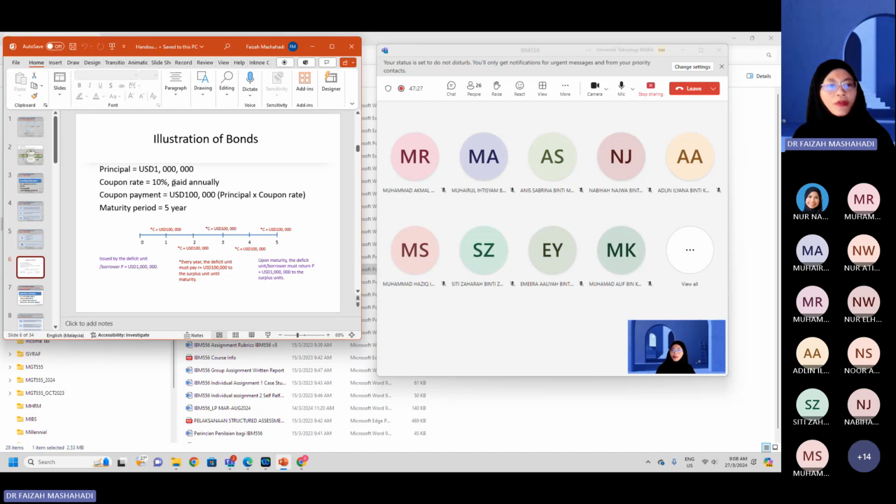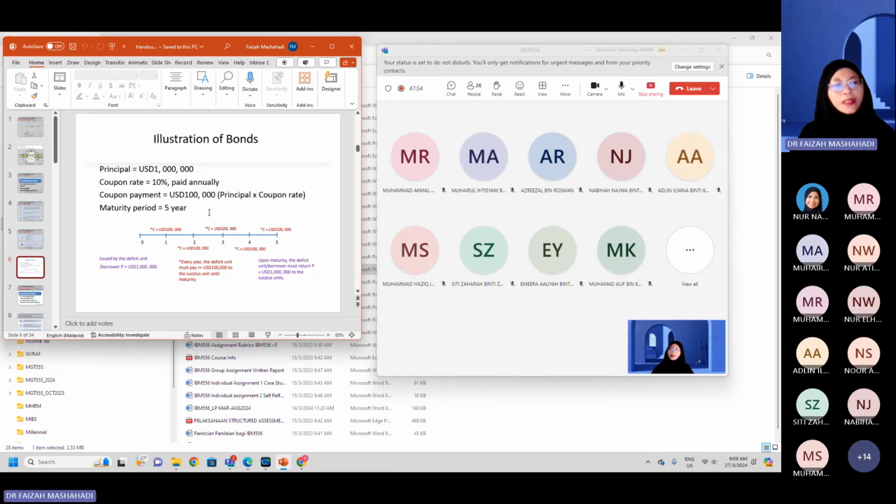We have the principal of 1 million US dollar. Coupon rate, remember characteristic of bond, we have three: principal or face value, and then the interest or coupon rate, and then the maturity. So we have principal here, coupon rate is 10% to be paid annually. And this coupon payment, you have to calculate 10% out of 1 million US dollar. That one is equal to 100,000 US dollar.